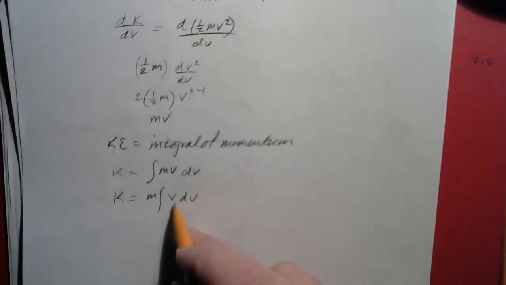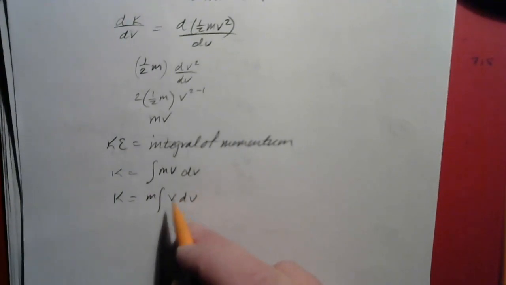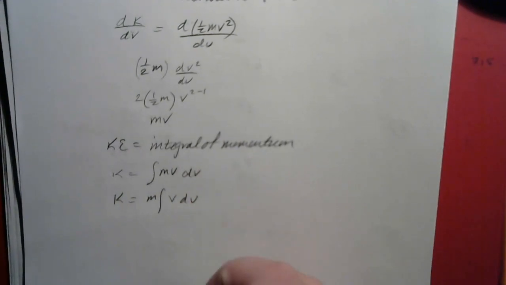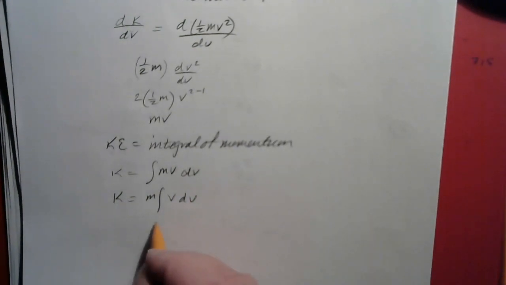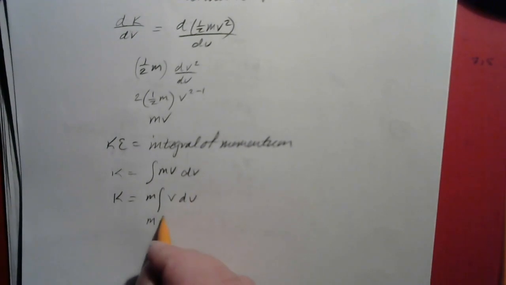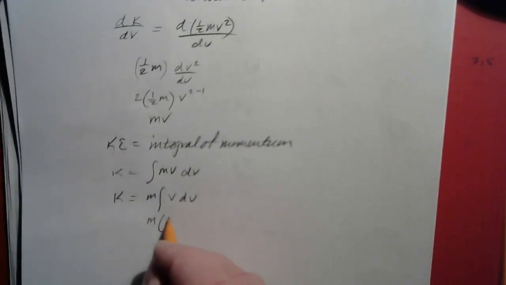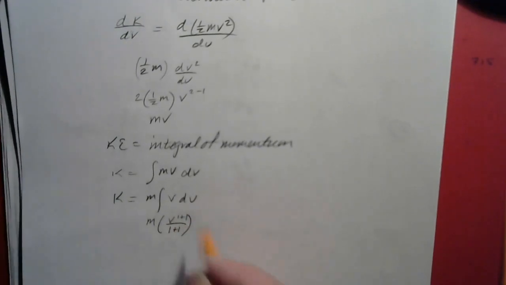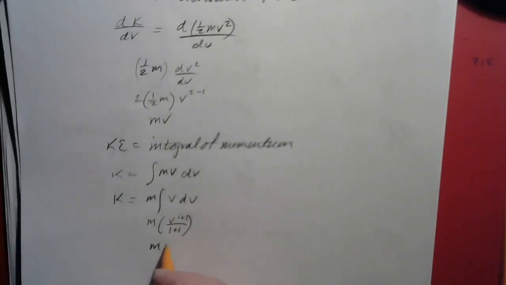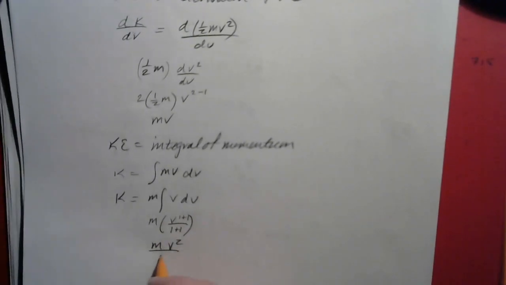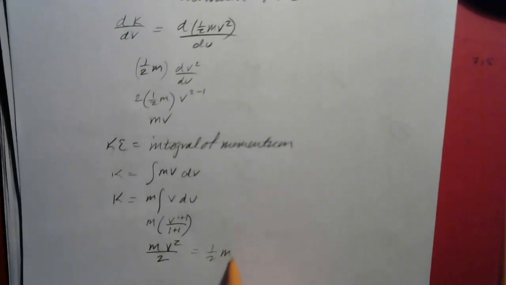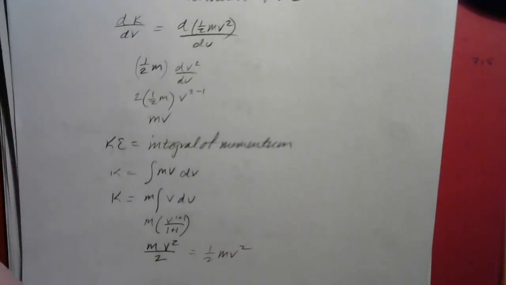When you take the integral of a variable, you raise its power by 1 and then divide by that number. So that's going to be m times v to the 1 plus 1 over 1 plus 1, or in other words, mv to the second power over 2, or 1/2 mv squared. So it works either way.